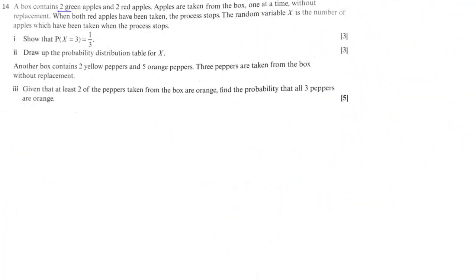In number 14, we've got a box. It's got 2 green apples and 2 red apples. And the apples are taken from the box one at a time without replacement. The process stops once we removed 2 red apples. All right, X is the number of apples that have been taken out once the process stops.